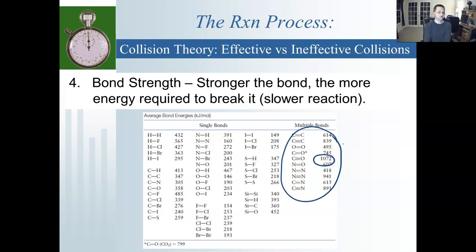That would be in something like carbon monoxide, right? And it's 1,072 kilojoules per mole to break that bond. Or look at the carbon-oxygen single bond. It's only 358. So more energy is required over here. Therefore, a substance with lots of double or triple bonds, with these high bond energies and very strong bonds, tends to react a little bit slower because more energy is required to break those bonds and to have the reaction move forward.